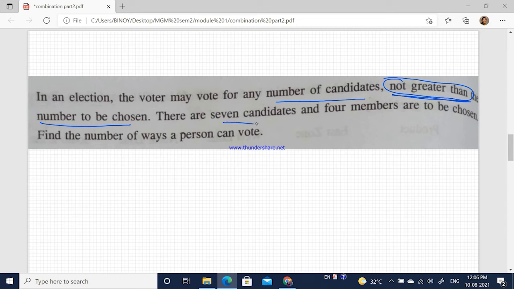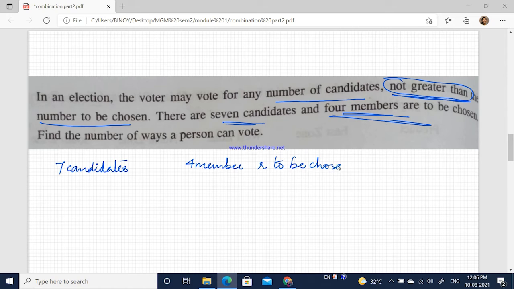So there are 7 candidates. How many candidates are there? 7 candidates. Okay, 7 candidates are there. From the 7 candidates, 4 members are to be chosen. How many are to be chosen? 4 members are to be chosen. Okay, so this is the maximum selection given. This is the maximum selection.